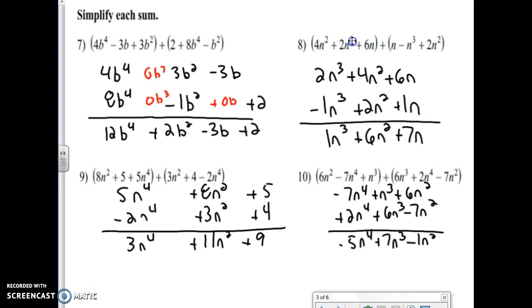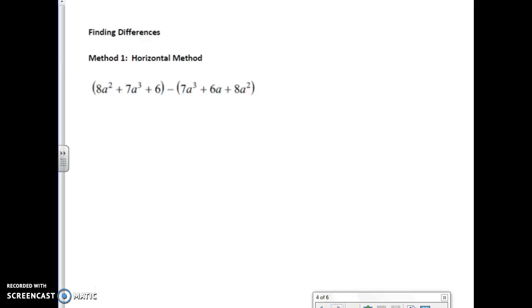So that's addition. Subtraction, if you just remember, is like adding the inverse, or adding the opposite term. So it's not that bad. Let's look at finding the difference. Same thing, we always want to rewrite in standard form. Standard form is king.